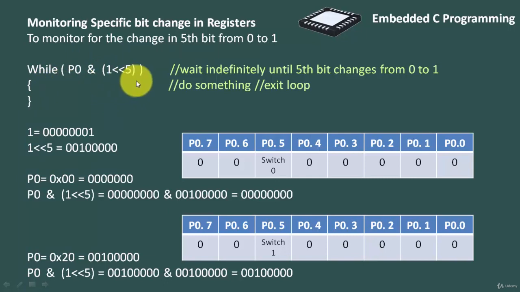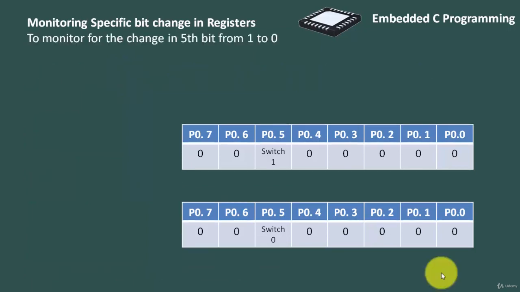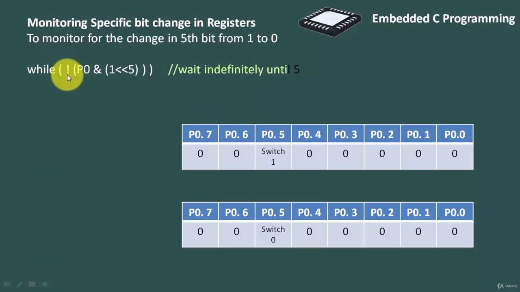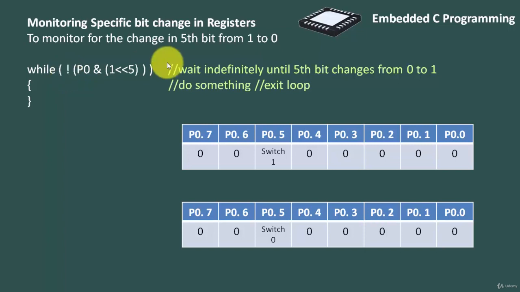Suppose the same operation I want to perform for pin number 6. In that case only here you have to make a change. In place of 5 you will write 6. Okay, now here in this example we will monitor changes to this bit from 1 to 0. For that purpose you have to use this logical NOT operator, and other things will remain the same. Please don't get confused. This is the logical NOT operator and not the bitwise NOT operator.